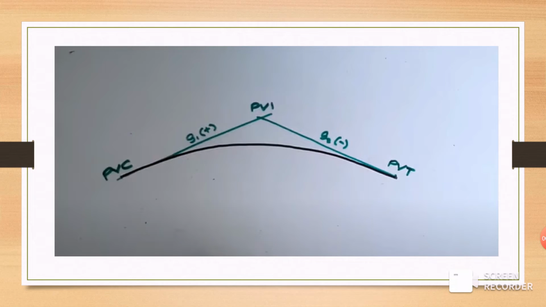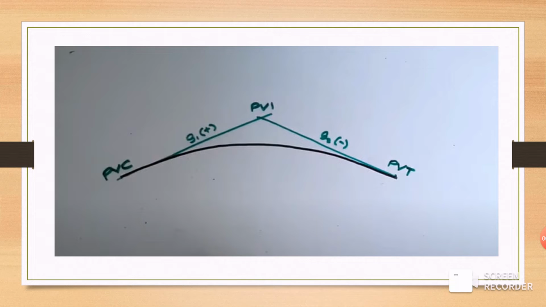So we have here a curve. PVC stands for the point of vertical curve and PVT stands for the point of vertical tangency. PVC extends upwards, so it is denoted G1 positive or gradient 1 positive, while PVT is G2 negative since it is going down obviously, so it would be gradient 2 or G2. And the point where PVC and PVT meet is of course the point of vertical intersection. So these are just some of the terms that we must discuss when we talk about symmetrical curves.